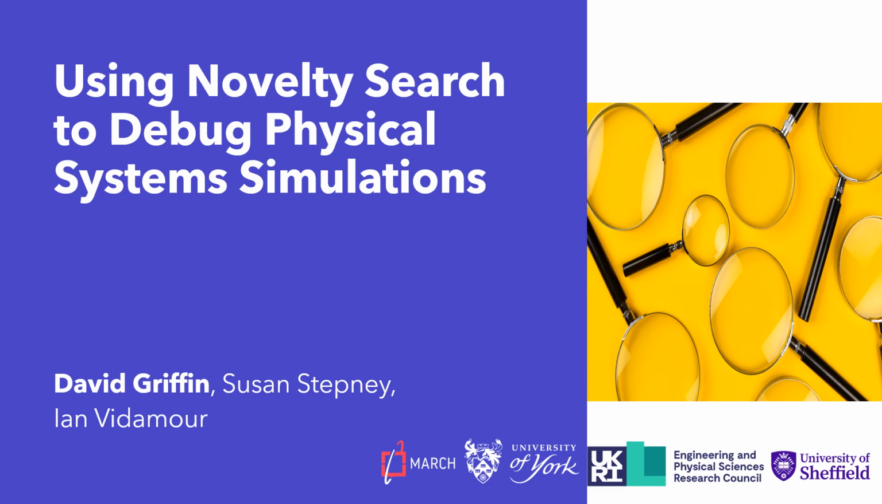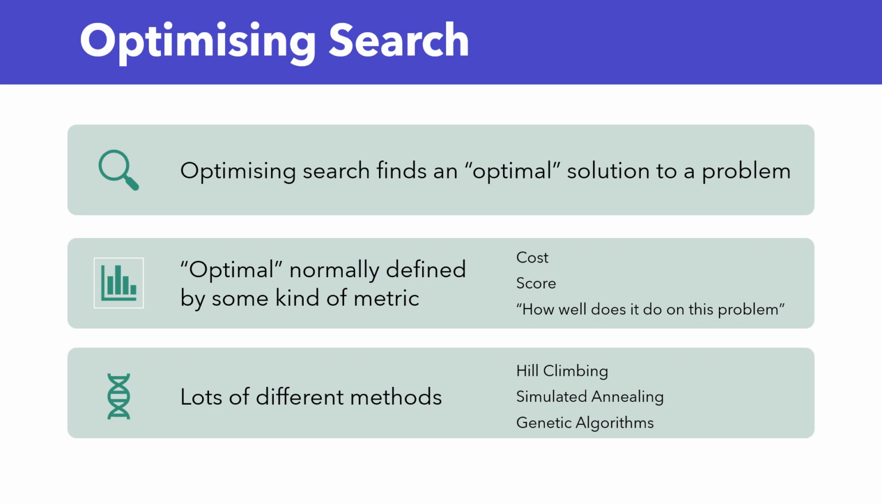Hello, I'm David Griffin, and I'm going to give an overview of my work on using Novelty Search to debug physical system simulations, which was conducted as part of the March project between the University of York and the University of Sheffield. To start with, I'll introduce standard optimizing searches.